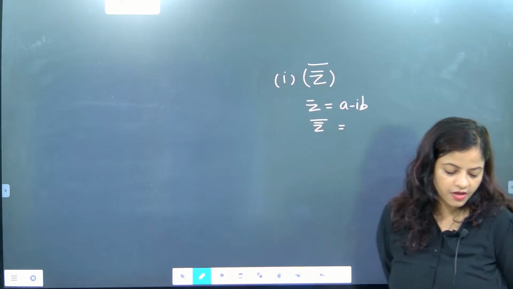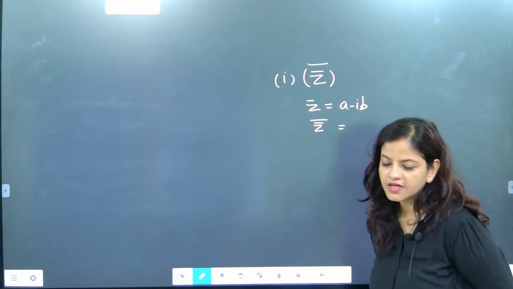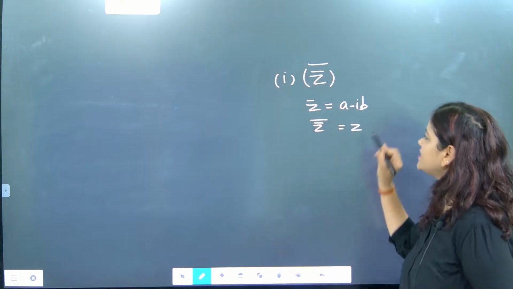Come on, go for it. Conjugate of conjugate will be written as what? What is the answer? Z itself. Absolutely correct. A plus ib, that is Z itself.